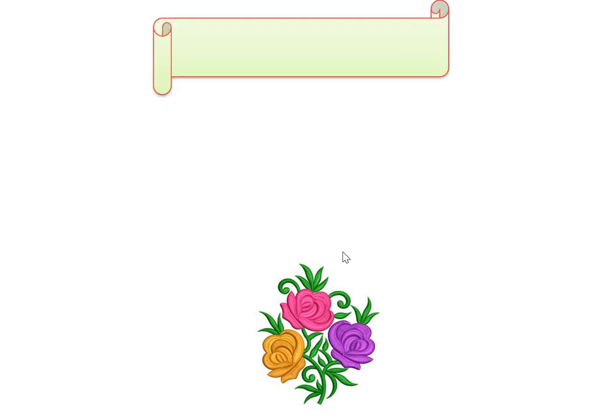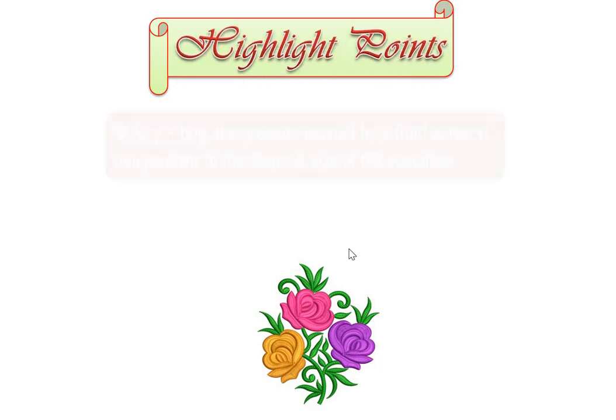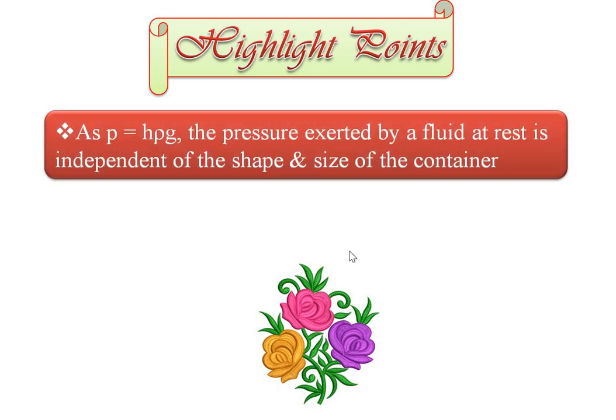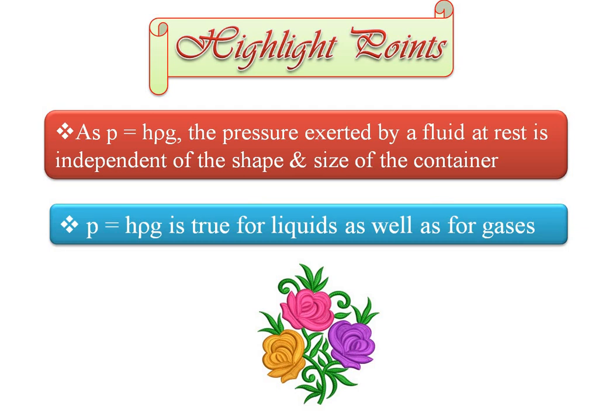From today's lecture we highlight some points. Remember these points for your various entrance exams. We know that pressure has the formula h rho g. The pressure exerted by a fluid at rest is independent of the shape and size of the container. It does not depend on the shape and size of the container. The second highlight point is that P equals h rho g is true for liquids as well as for gases.